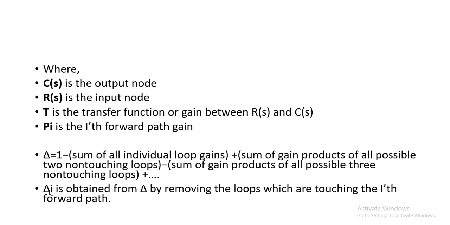Suppose it is delta 2, then delta 2 will be for P2, means the second forward path. Then delta 2 will be obtained from delta by removing the loops which are touching that second forward path only. Okay, so again I am repeating, this delta i will be for Pi. So for P1 there will be delta 1, for P2 there will be delta 2, for P3 there will be delta 3, and so on. We just have to calculate, and after that we have to take the summation of all the forward path gains, which we will do in the next slides.